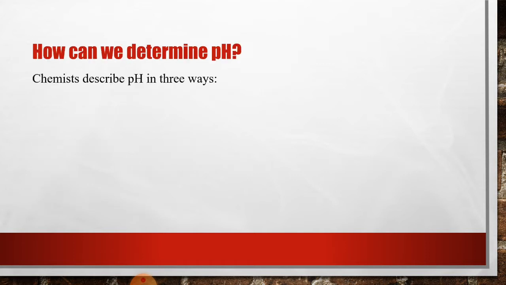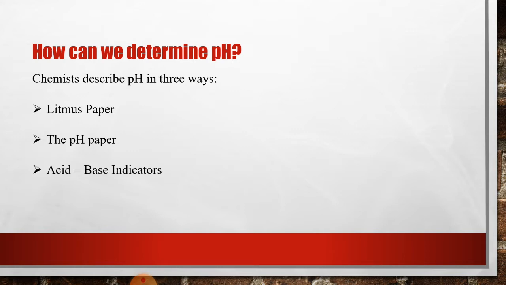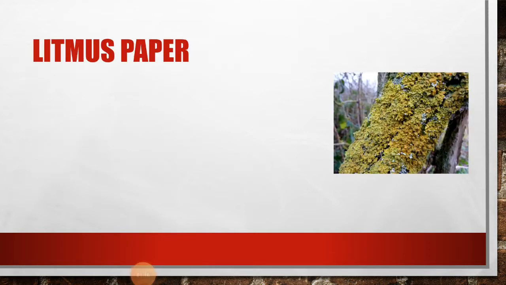So how can we determine the pH of the solution? Chemists generally describe pH in three ways. First one is the litmus paper. Second one is with the help of the pH paper. And third one with the help of acid-base indicator. So first we will discuss about the litmus paper.